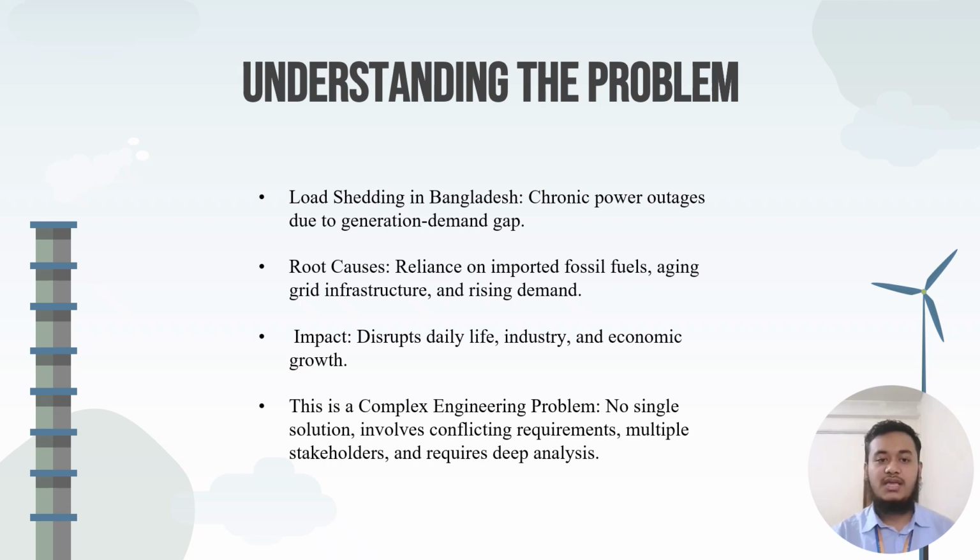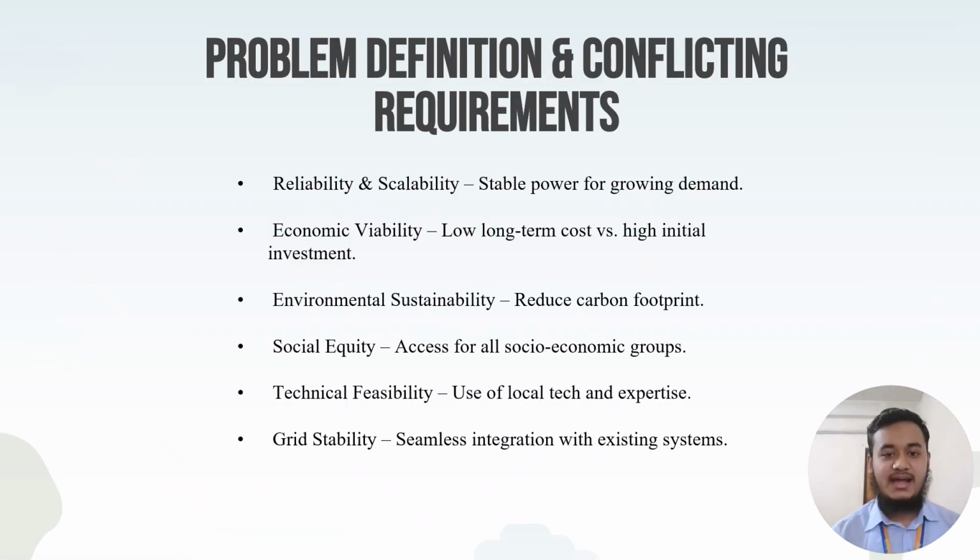Because we depend on imported fossil fuels, our security is consistently at risk due to international price fluctuations. This is not just a technical glitch, it's a massive disruption to daily life and economic growth. That's why we define this as a complex engineering problem. It involves deep uncertainties and requires us to look beyond standard formulas to find a sustainable way forward. Now our next slide is about problem definition and conflicting requirements.